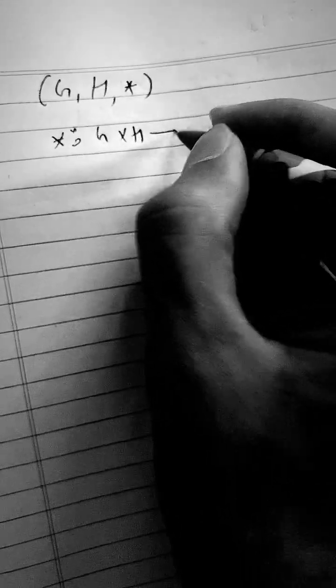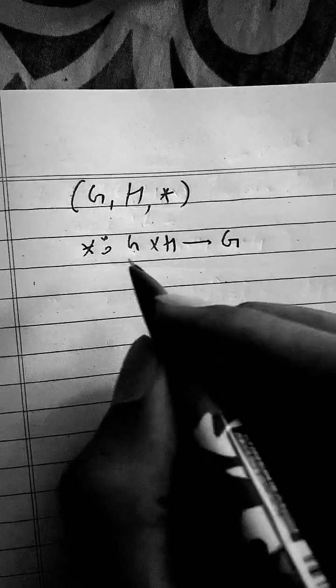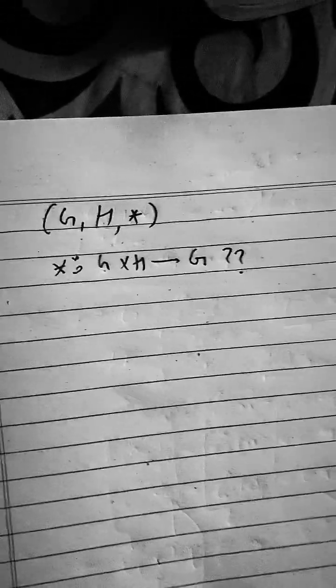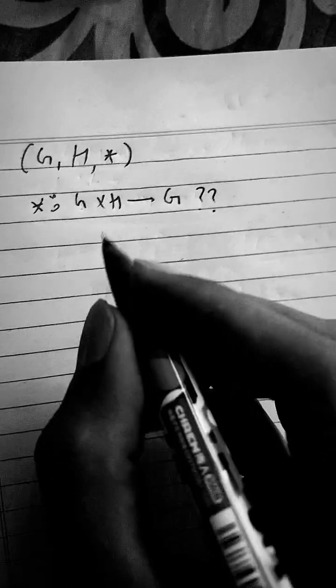So what do we have here? We have a set G, some H and some operation, and this time we define G cross H, not to H but to G. So what is happening here? What kind of structure is this? That is the question. Now we have to see very carefully.